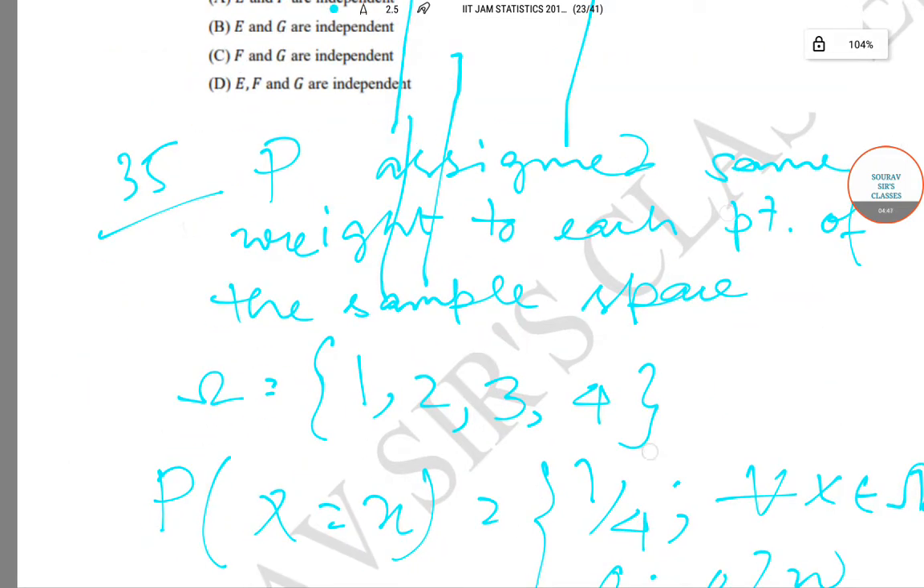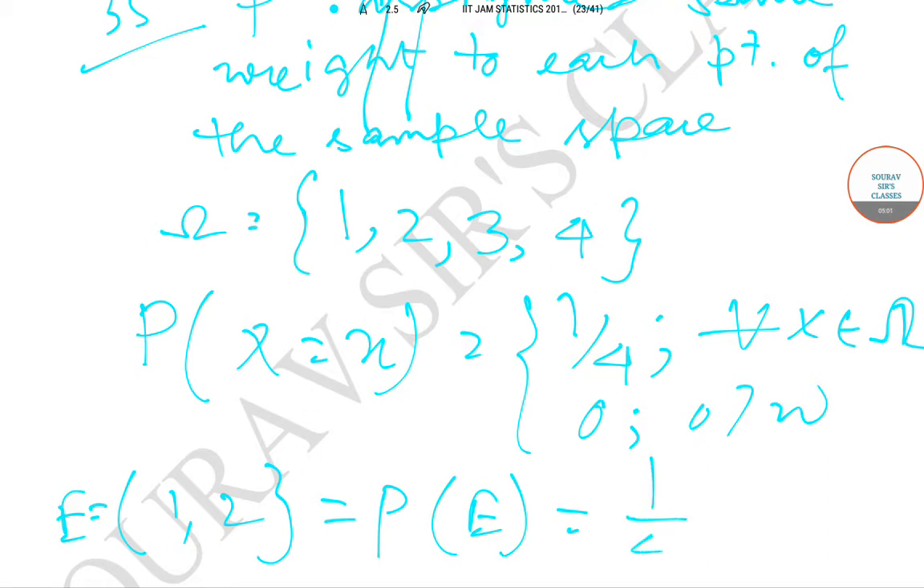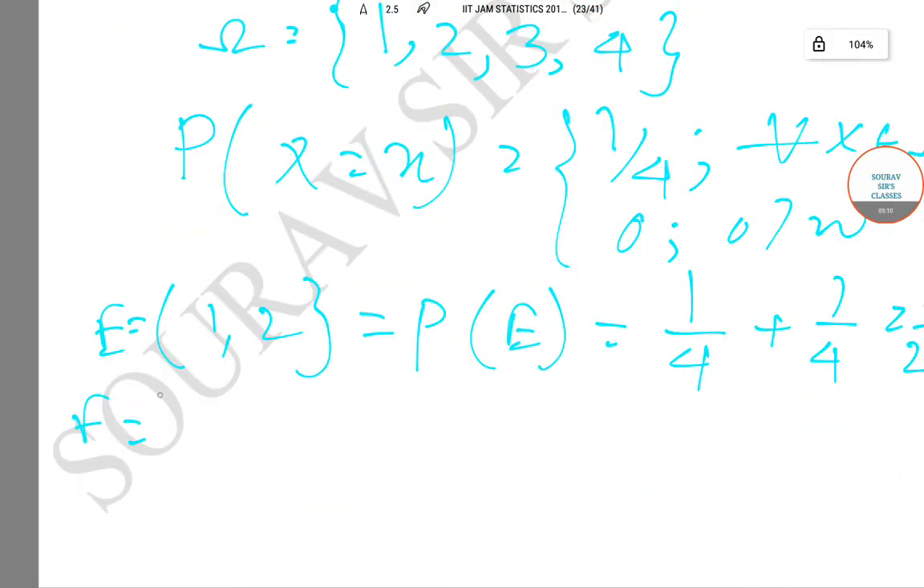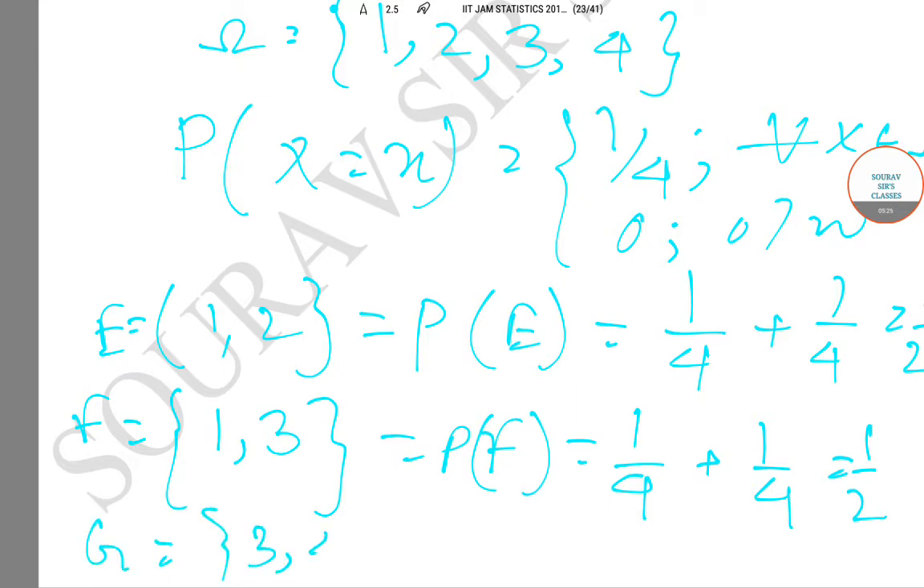So this gives us the probability of E, the set {1, 2}, is equal to 1 by 4 plus 1 by 4, which equals half. Also F, the set {1, 3}, P of F is equal to 1 by 4 plus 1 by 4 is equal to half. G is equal to the set {3, 4}, and P of G is equal to half.